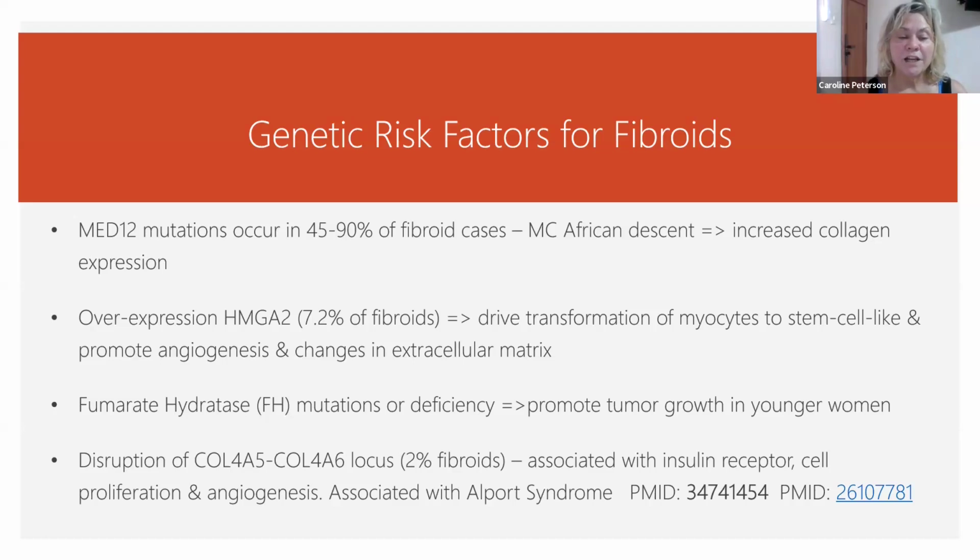Also, fumarate hydratase mutations or deficiencies promote growth, but you'll recognize these because you don't expect to see fibroids in younger women. You don't expect to see fibroids in a 20-year-old or a teenager or anything like that. And so if you see fibroids in someone who is young, then you're going to guess that probably they have this mutation. Another gene that can be disrupted is COL4A5 and 4A6. That's in 2% of the fibroids, and it's related to insulin receptors, cell proliferation and angiogenesis, and Alport syndrome.